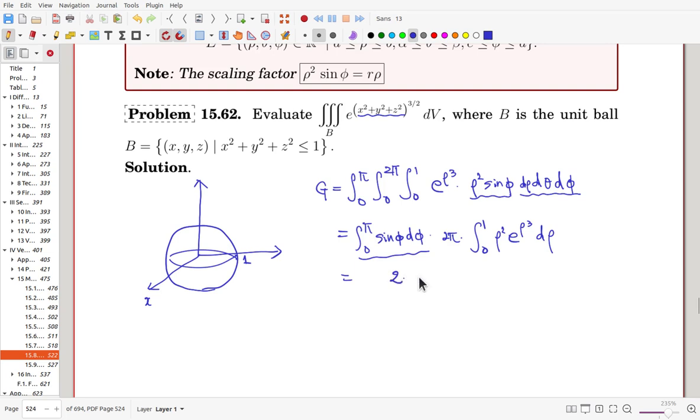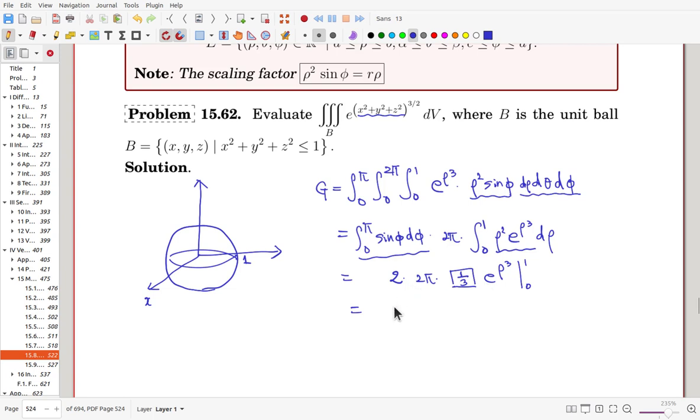Okay, for this first one, the antiderivative is minus cosine phi, evaluated from 0 to pi, and then you will get the value 2. The second one is 2 pi, and for the final one the antiderivative must be some coefficient times e to the rho cubed. And once you take the derivative of that one, there will be this one times 3 rho squared, so an extra 3 will appear. So we have to put here 1/3 to match the equality. Okay, so we have that, evaluated from 0 to 1.